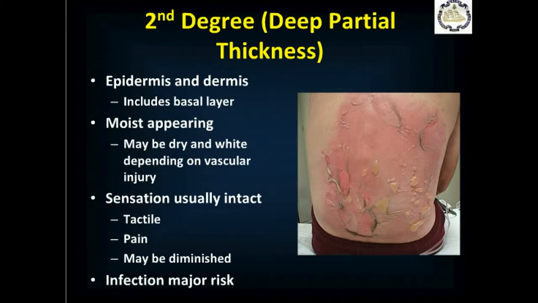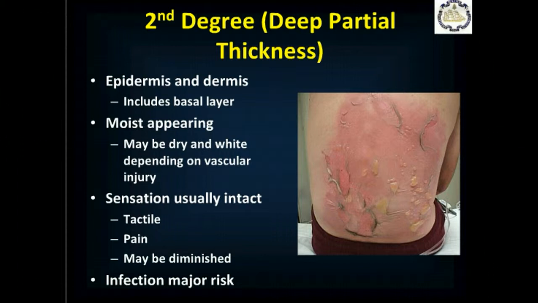You can also have deep partial thickness second-degree burns, and that's the epidermis and the dermis all the way down to the base layer of the dermis, but not all the way through. These are also very moist appearing, but can be dry and white if the blood vessels themselves are injured. The sensation is usually intact, but this is deep enough that the nerve endings start to be affected. So while touch and pain sensation is there, it may be diminished compared to a superficial partial thickness. Infection is a big risk, and these can be fairly extensive with blistering, and the blisters can be large and can rupture.